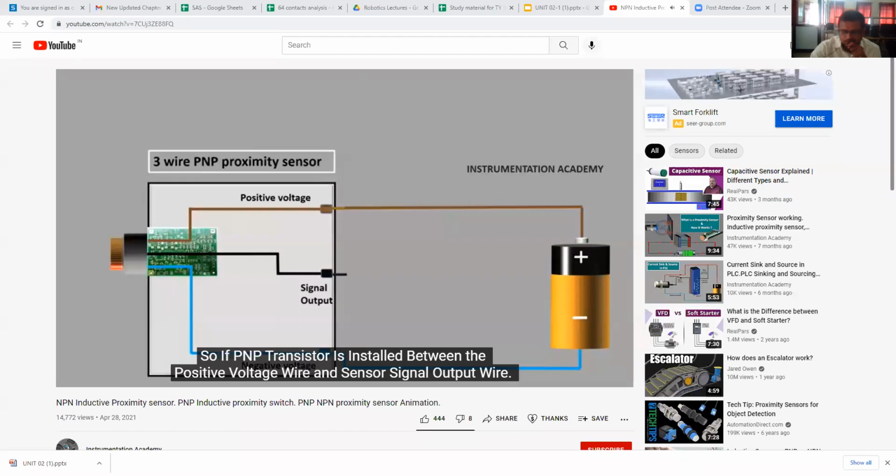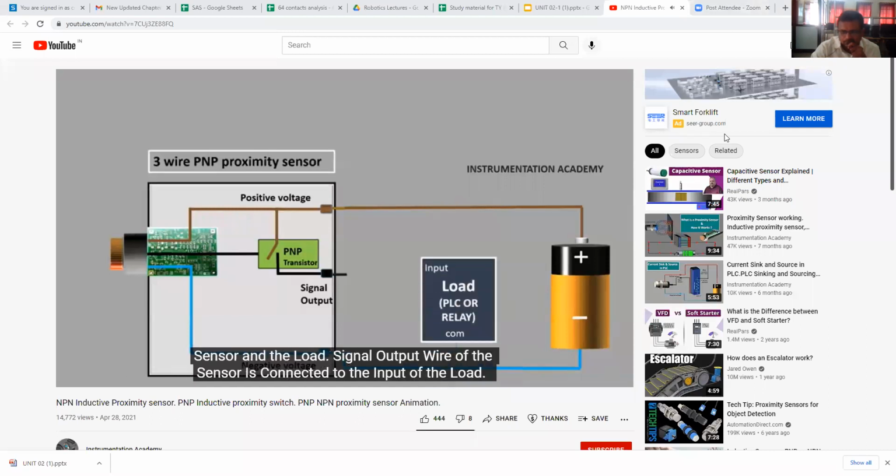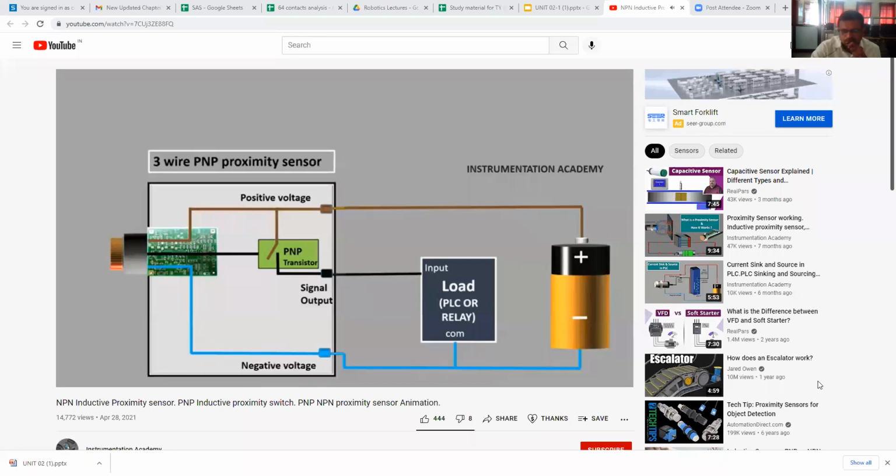So a PNP transistor is installed between the positive voltage wire and the sensor signal output wire. As negative voltage will be common between the sensor and the load, connect the negative voltage wire to the sensor and the load. The signal output wire of the sensor is connected to the input of the load. A load can be any device that the sensor powers, like a lamp, pneumatic valve, relay, or PLC.